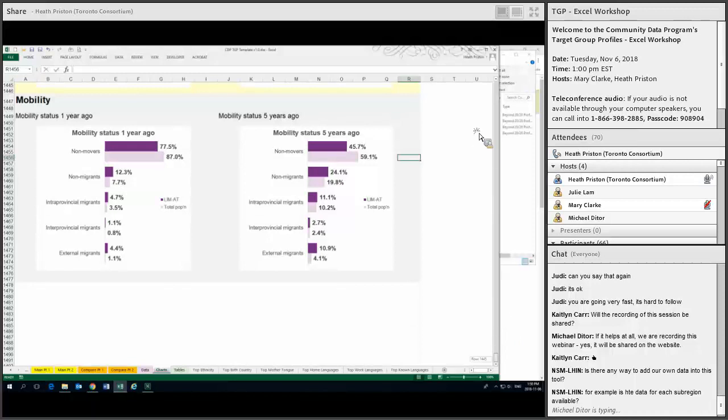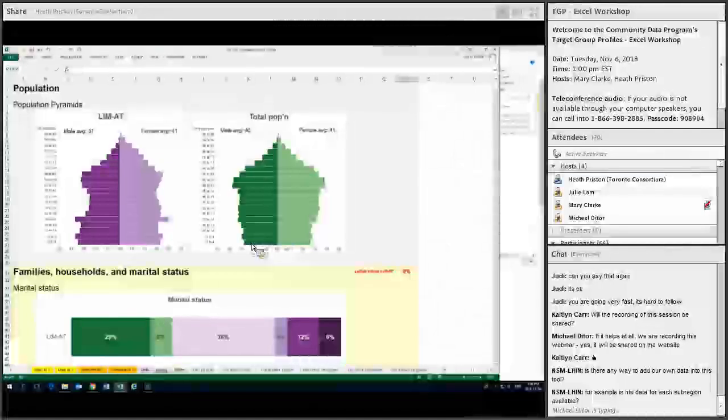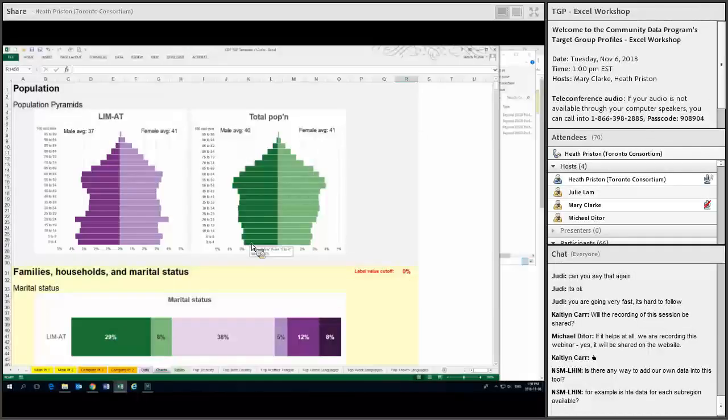So there again, you're just comparing those two populations, and you can sort of see, for example, that non-movers is a higher proportion for the population that's not in low income.